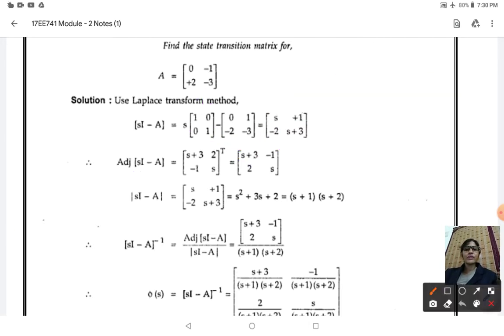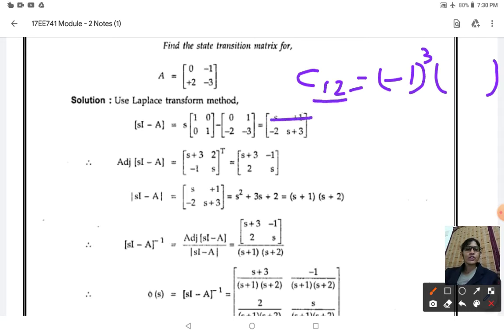Next you need to identify what is your C12. C12 means minus 1 to the power of 1 plus 2, which is 3. And what is the minor of the element? The minor of the element can be identified as first row, second column. So according to this, you need to cut the first row and second column. After cutting, what is the term remaining? It is minus 2. So minus 2 is the minor of the element for C12. So here minus 2, and minus 1 to the power of 3 is going to be minus 1. So minus 1 multiplied by minus 2 is going to be plus 2.